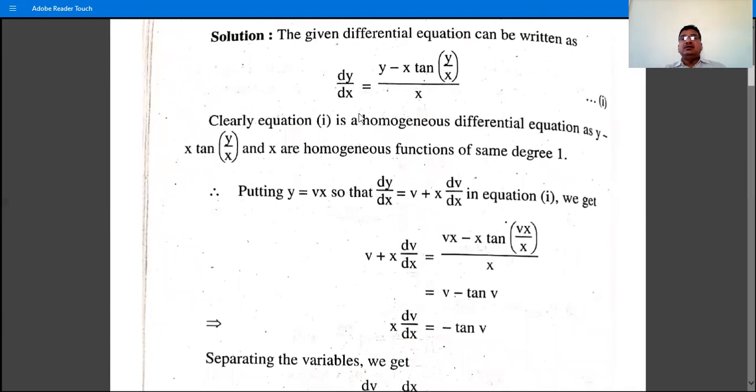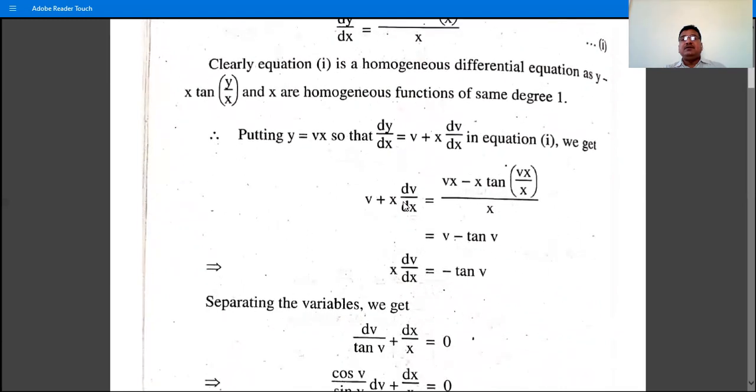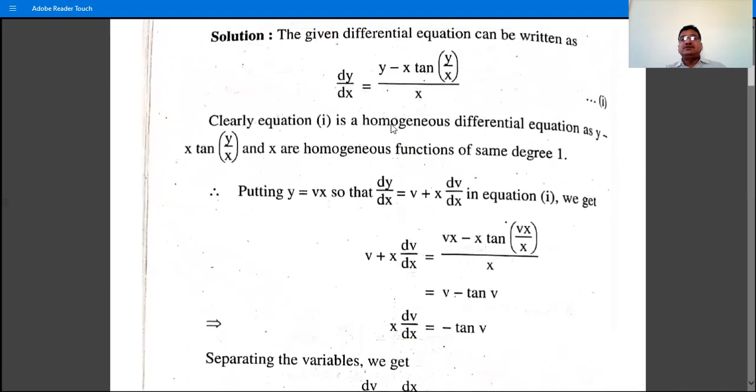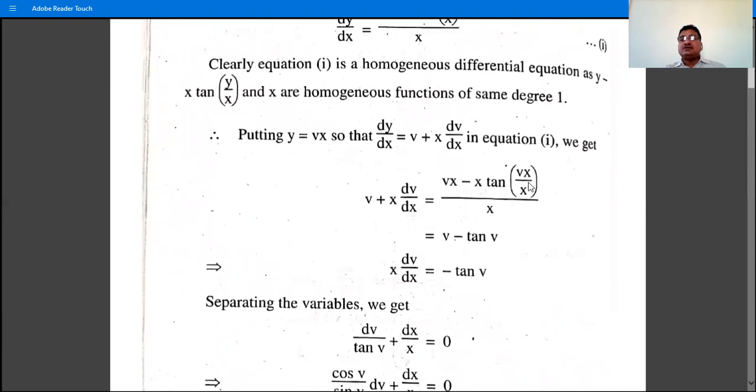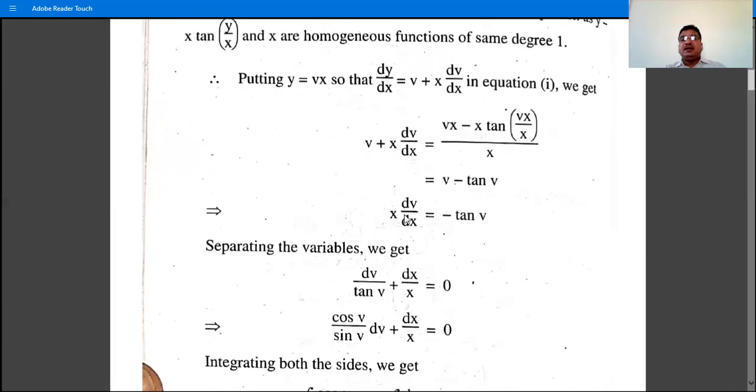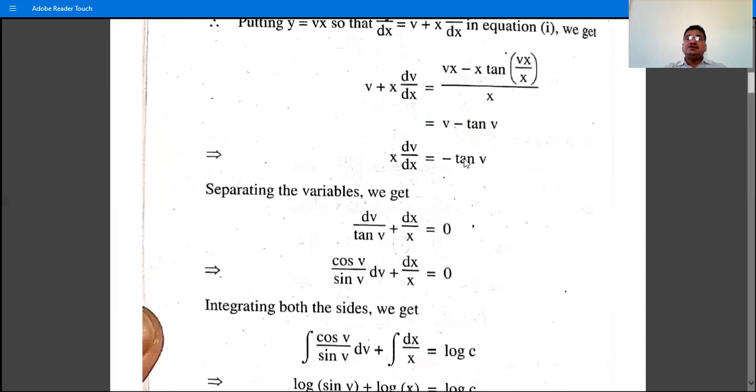So in order to solve the homogeneous differential equation, substitute y is equal to vx. So dy by dx is equal to v plus x dv by dx, and therefore the given equation becomes v plus x dv by dx is equal to, substituting y as vx, vx divided by x, and then take x as common and cancel with the denominator. We have v minus tan v, and this x gets cancelled, and then shift this v to the RHS, so v minus v becomes 0. So we have x dv by dx is equal to minus tan v.